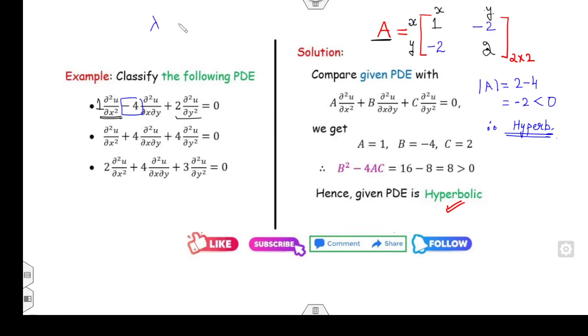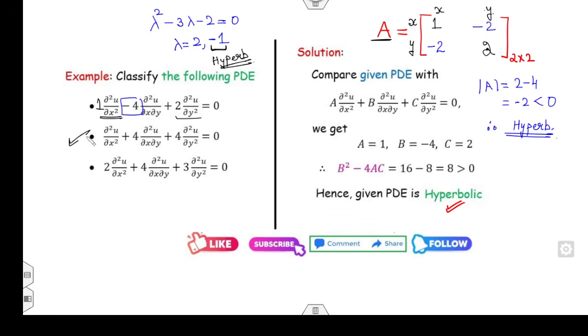If I find the eigenvalues, the characteristic equation will be lambda square minus trace lambda plus determinant, and you will see your eigenvalues are 2 and minus 1, and clearly there is an odd number of negative eigenvalues. Therefore, the given partial differential equation is again hyperbolic.